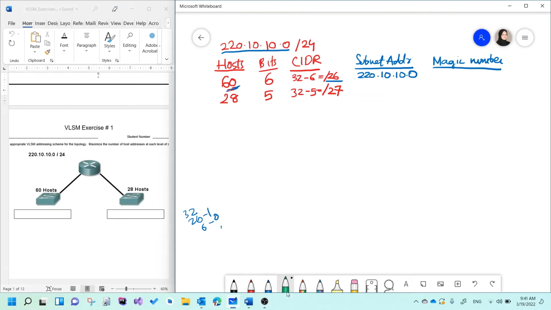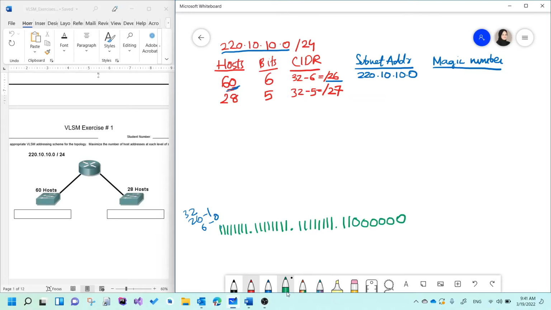Let me use another color. 1, 2, 3, 4, 5, 6, 7, 8. That's one octet. 9, 10, 11, 12, 13, 14, 15, 16. That's another. 17, 18, 19, 20, 21, 22, 23, 24, 25, 26, 27, 28, 29, 30, 31, 32.